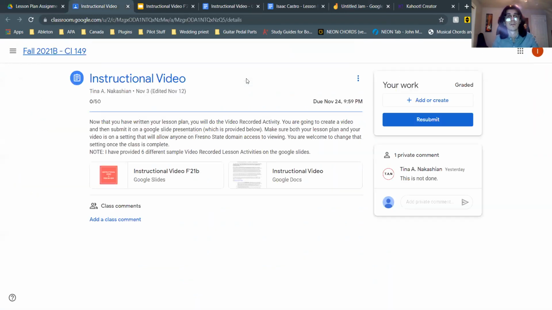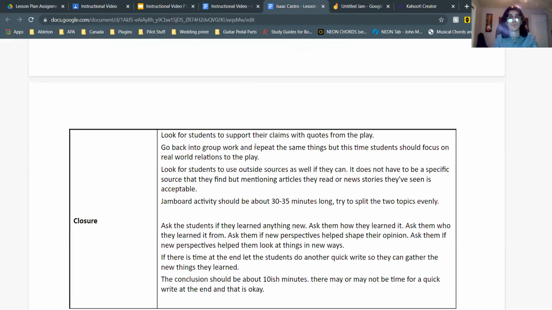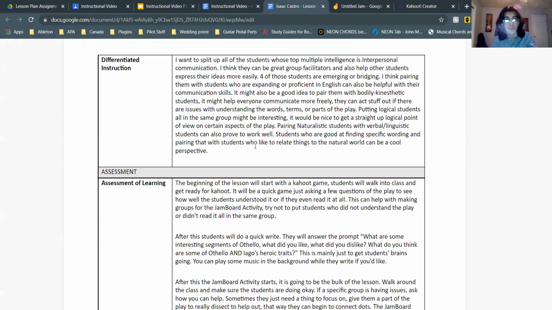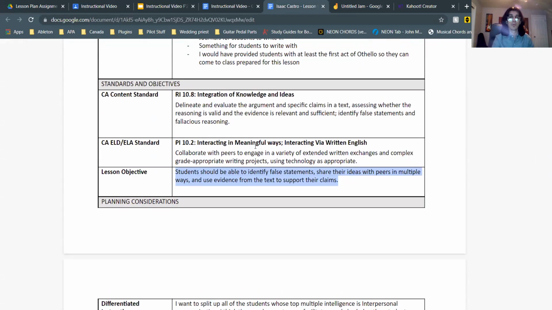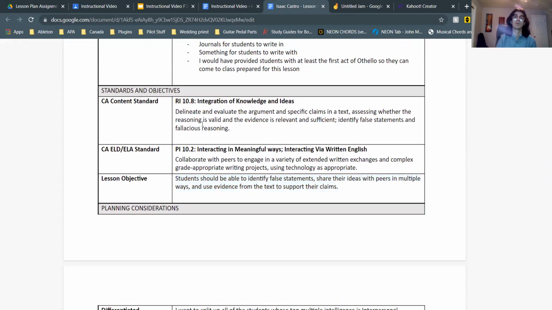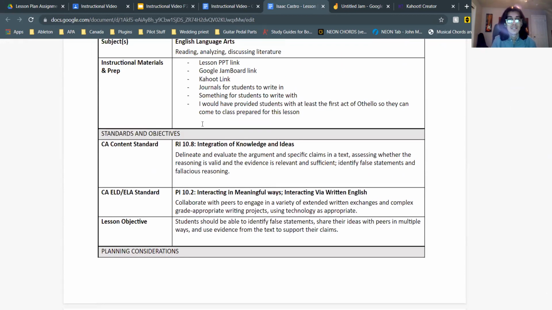Oh, one more thing. We are going to English language learners. I can't believe I forgot about that. And I forgot to go over the standards that we're going over. So the standards, the California Content Standard, it's going to be 10.RA 10.8. It's going to be delineate and evaluate the argument and specific claims in a text, assessing whether the reasoning is valid and the evidence is relevant and sufficient. Identify false statements and fallacious reasoning.